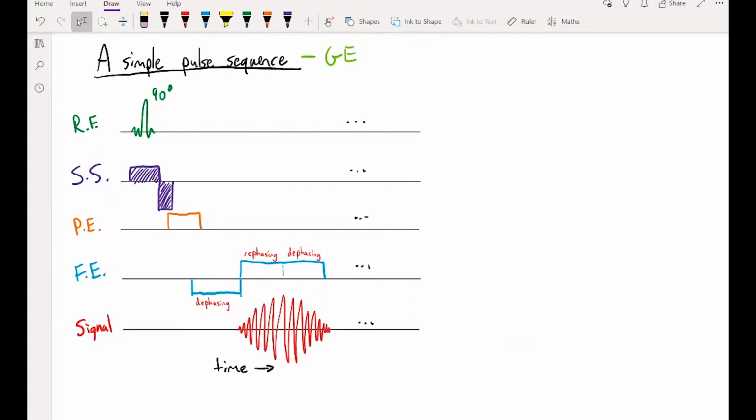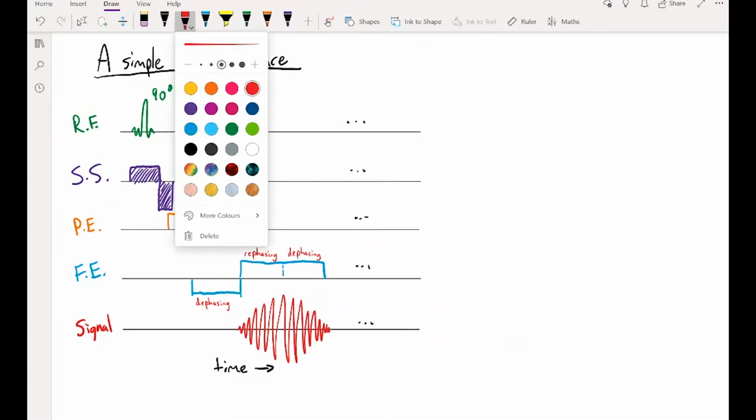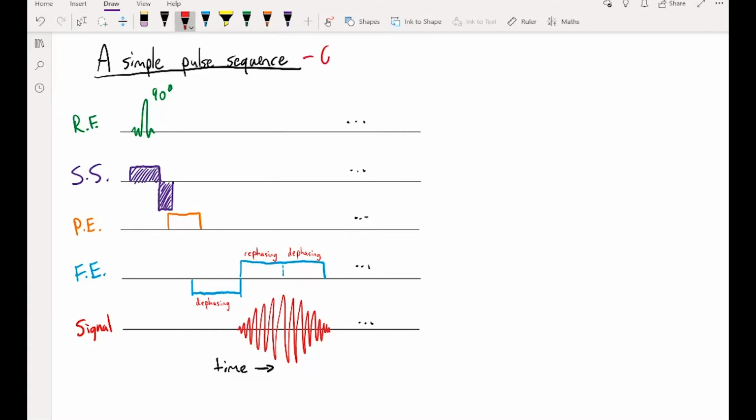Nope, that's basically it. So at the top here, I've got a label to make sure I don't forget. This is a gradient echo sequence. Let's make this pen thicker again. Gradient echo. This is reasonably common, but typically in MRI we use spin echo instead of gradient echo, which we will talk about very soon.